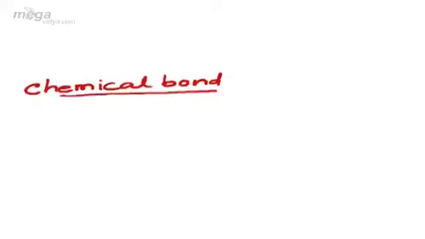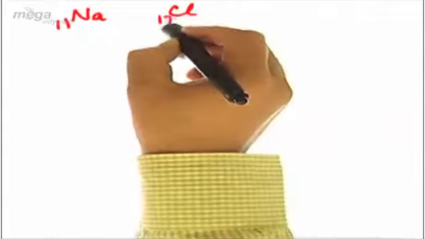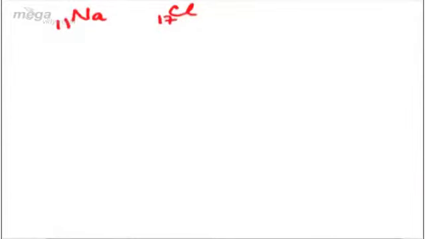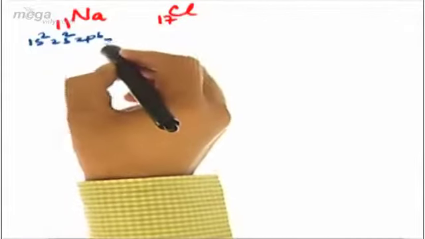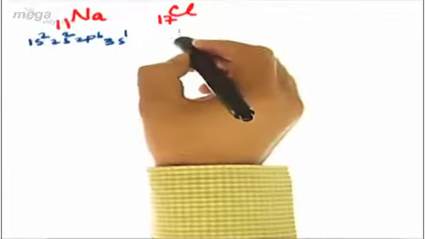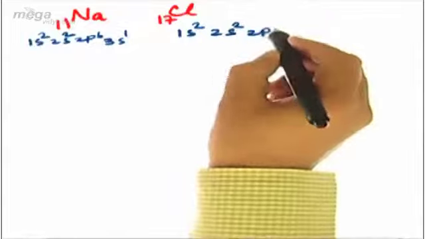Now coming ahead to the chemical bond. In case of chemical bonding, we observe that electrons are involved between the bonding atoms. Like, let us talk of Na and Cl. Now we know that the atomic number of sodium is 11 and that of chlorine is 17. So their configuration will be 1s2, 2s2, 2p6 and 3s1 for sodium. For Cl we will have 1s2, 2s2, 2p6, 3s2, 3p5.